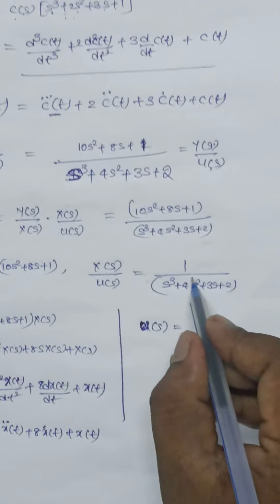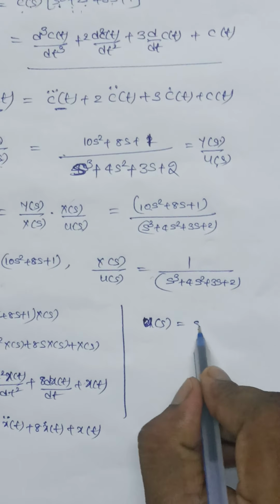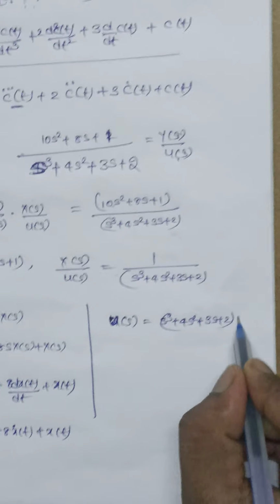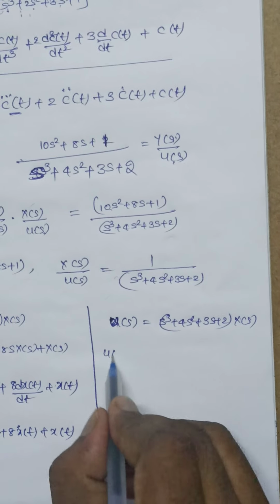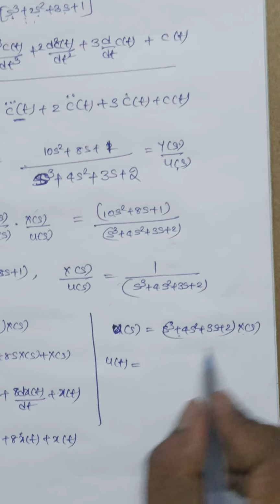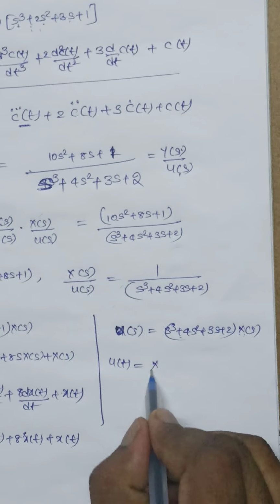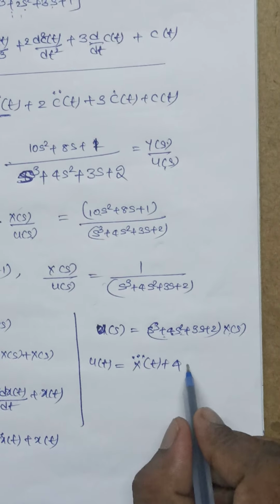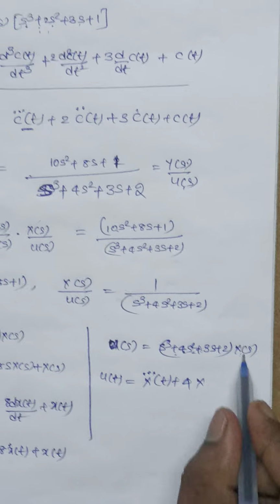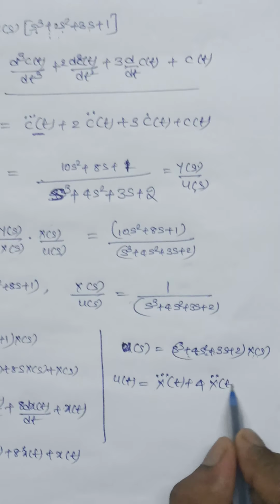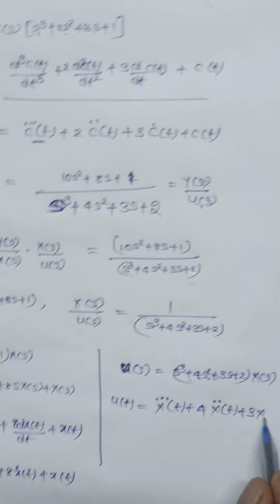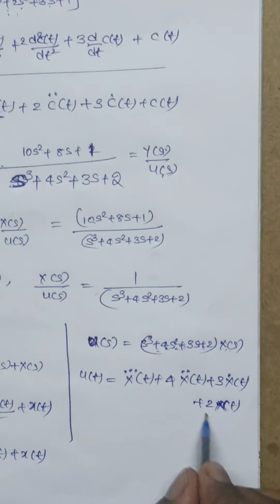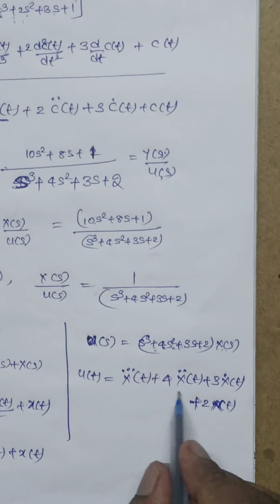Now u of s is equal to (s cube plus 4s square plus 3s plus 2) into x of s. So if I write u of t, s cube into x of s is nothing but x triple dot of t, plus 4 into d square x by dt square, s square into x of s means x double dot of t, plus 3 into x dot of t plus 2 into x of t. So this is the another equation.